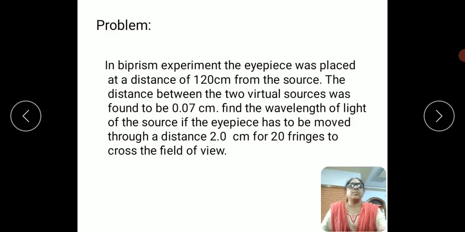Let us see the next problem. In a biprism experiment, the eyepiece was placed at a distance of 120 centimeter from the source. The distance between the two virtual sources was found to be 0.07 centimeter. Find the wavelength of the light of the source if the eyepiece has to be moved through a distance of 2.0 centimeter for the fringes to cross the field of view. As solved in the last problem, likewise you have to solve it. The answer is 5833 angstrom.